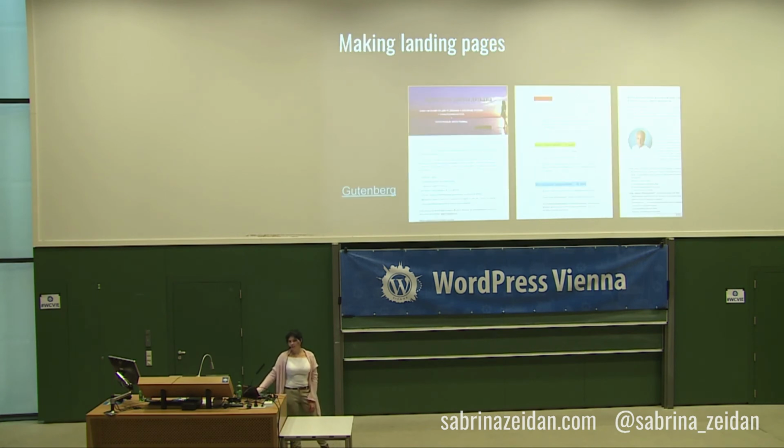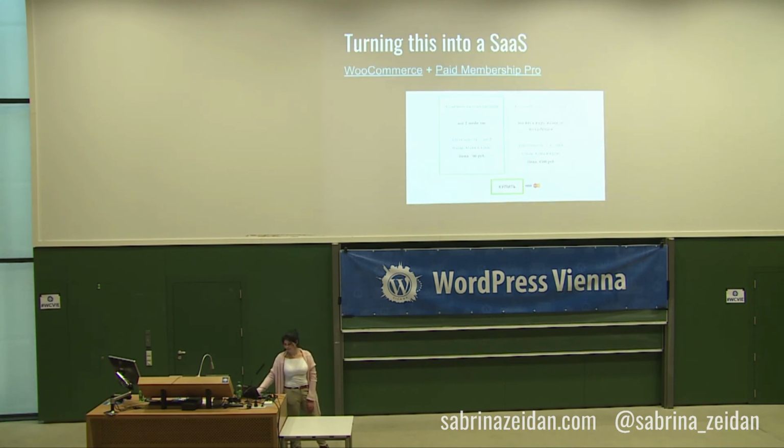We used Gutenberg for landing pages. It was pretty easy, very quick. And the final step was turning everything into software as a service, adding WooCommerce and Paid Memberships Pro. With those two, we got everything set up in just a few hours. And it was ready to sell the product, the application.